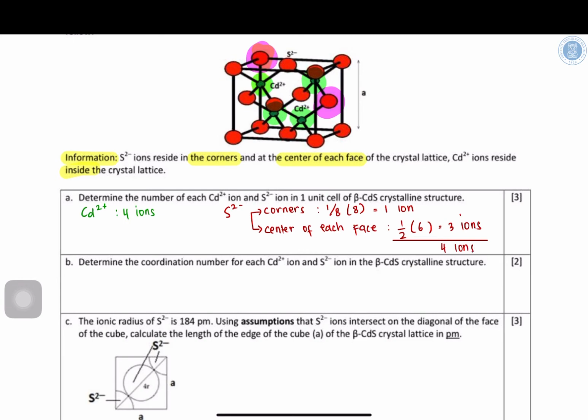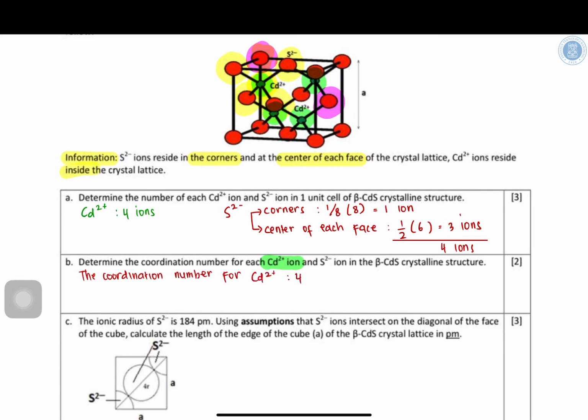Now for question B, determine the coordination number for each cadmium 2+ ion and S2- ion in the beta cadmium sulfide crystalline structure. Now what is the coordination number? We are going to calculate how many atoms or ions surround a particular ion or atom at the closest distance. For example, for the cadmium ion, let's take one example. This cadmium over here is actually surrounded by 4 S2-. This one over here, and then this one, and then this one, and also this one. The coordination number for cadmium 2+ is 4.